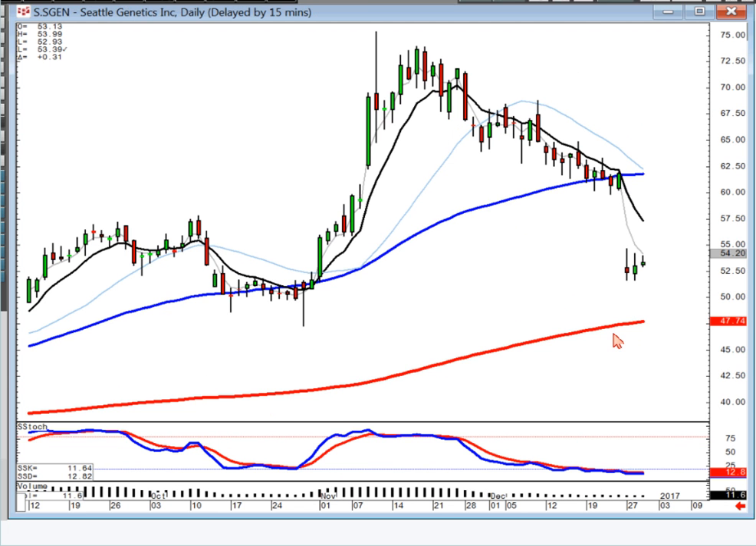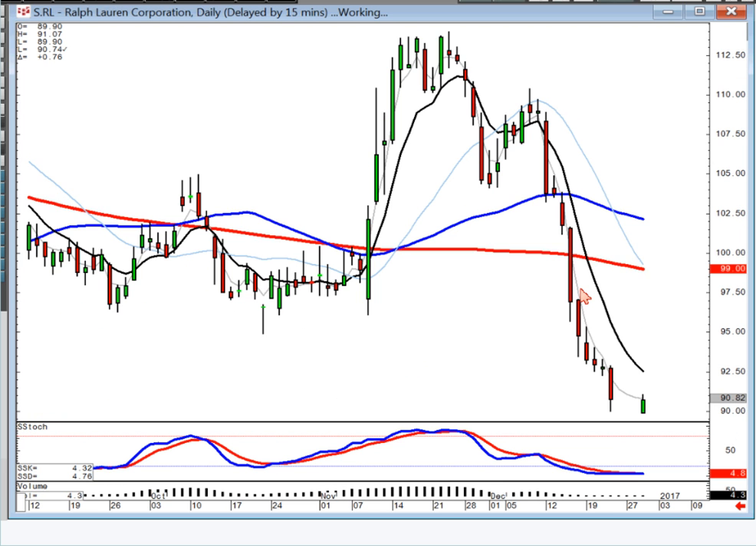SGEN, where do most people sell? They panic sell at the bottom. If you're short, pick a spot where the buying would be evident. I'd put a buy stop at 55. If it comes up through there, they're bouncing it up to the T-line.